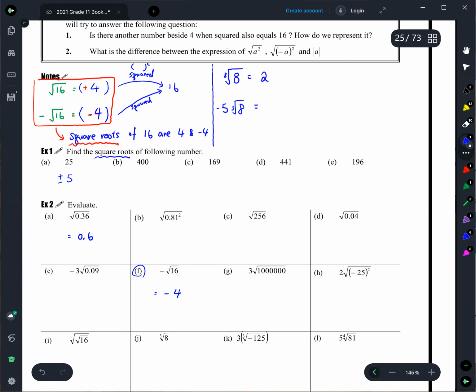Then what that means is negative 5 times 2. The number in front is multiplying with the answer from the root. So you get negative 10. These are just 2 examples. If you run into other kinds of index, okay, so when you finish exercise 1 and 2, you can raise your hand.